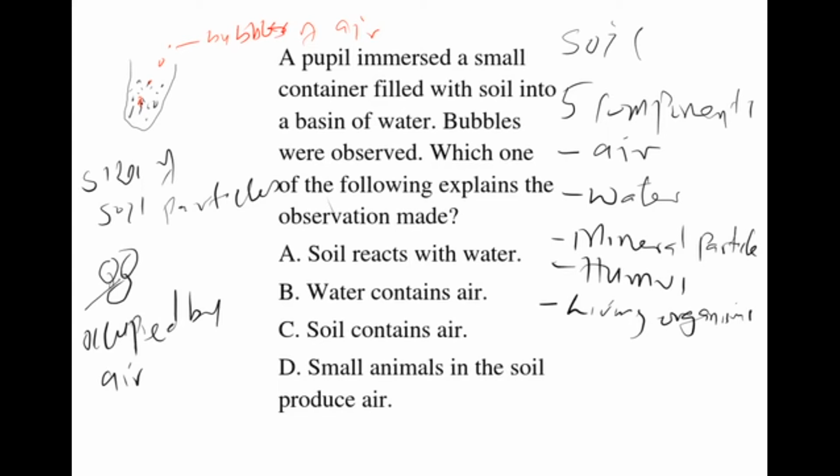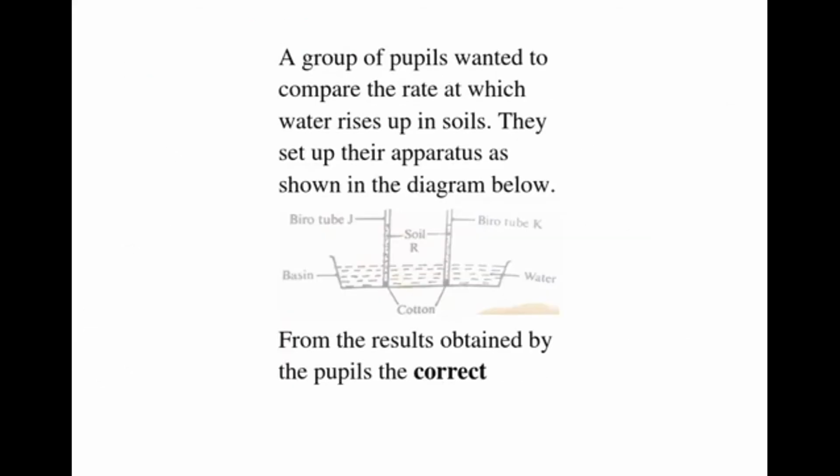So such an experiment is done to determine that soil contains air. There is air in the soil. Therefore, the correct answer there was soil contains air. A group of pupils wanted to compare the rate at which water rises up in soil. They set up the apparatus as shown in the diagram below. Barrel tube, basin, soil R, we have J, and then we have K, water, and then we have cotton wool.